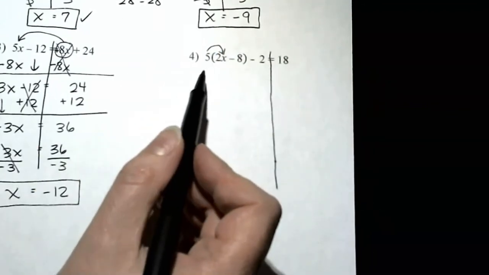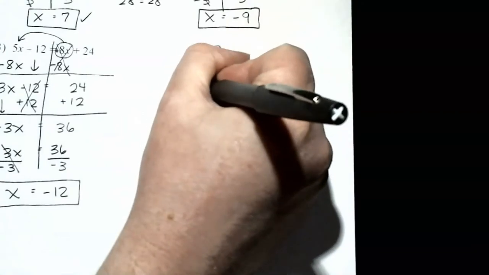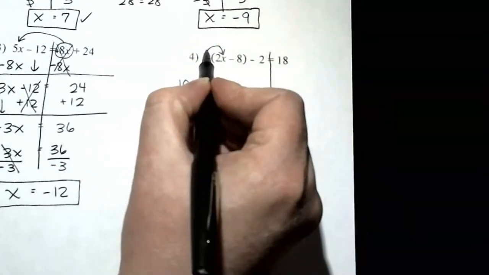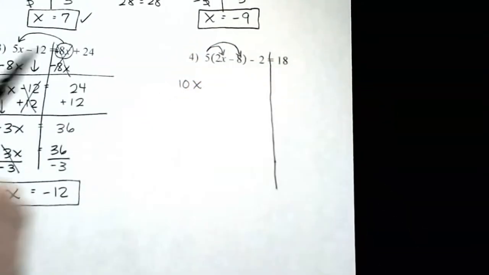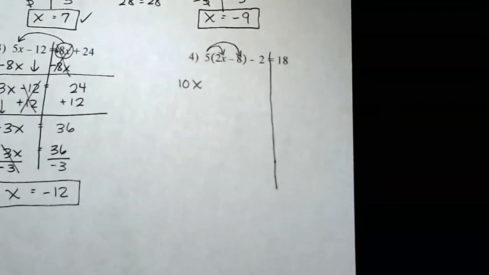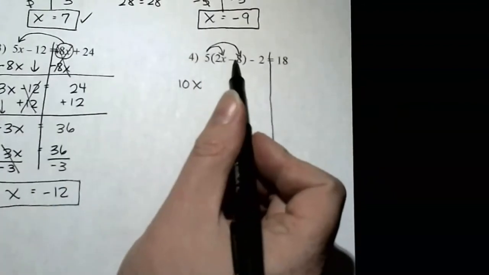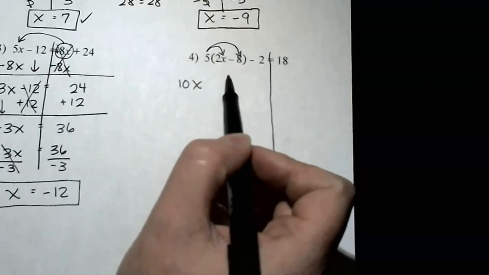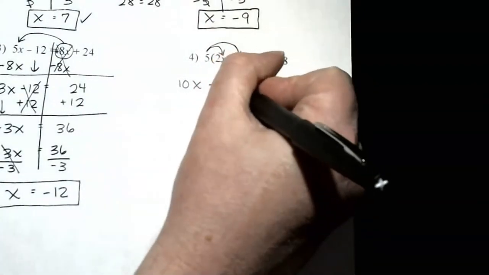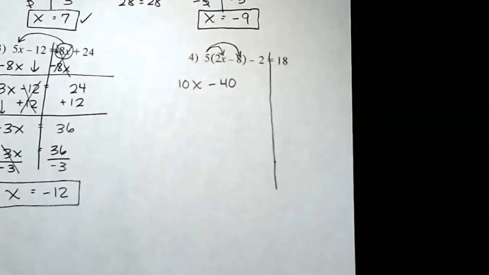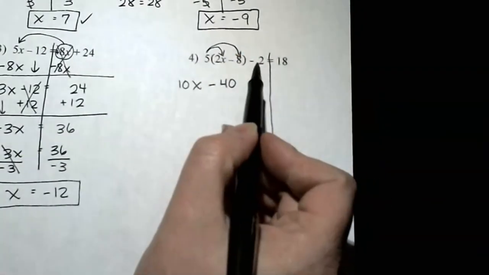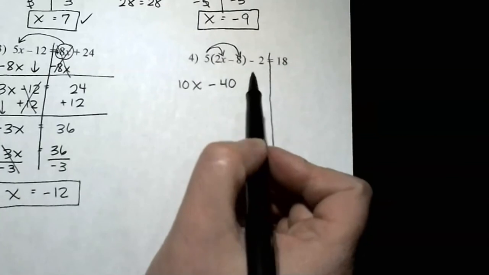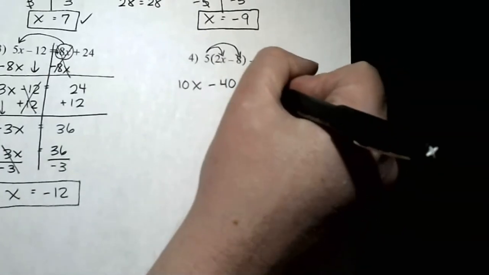So we're going to take the 5 and multiply it to the 2x. 5 times 2x is 10x. And then take the 5 and multiply that to the minus 8. Think of that as a negative 8. It would be positive 5 times negative 8, which would be negative 40. You write it as a minus 40. This 2 is not inside, so that just gets brought down.